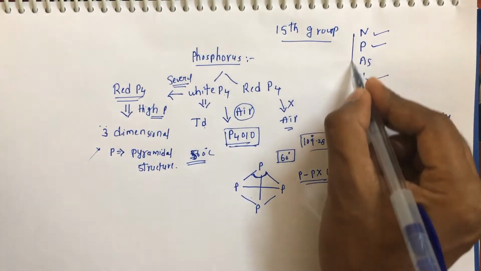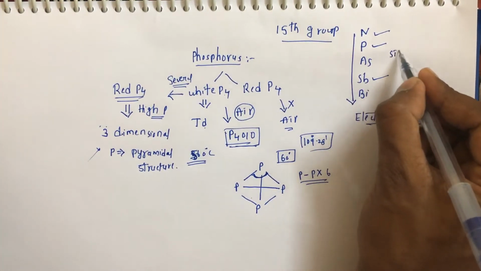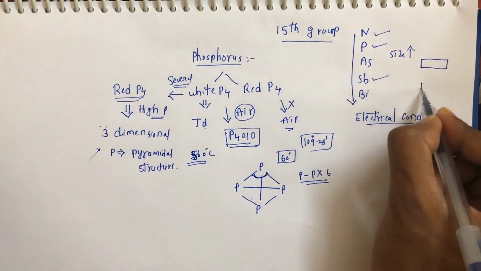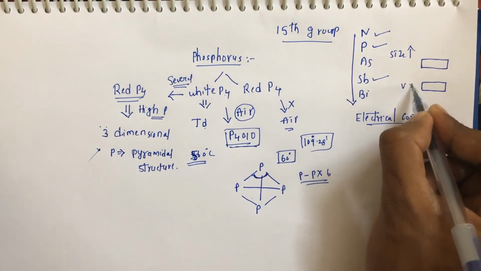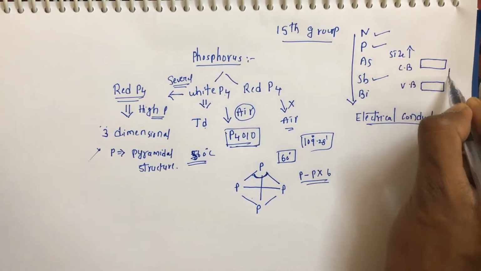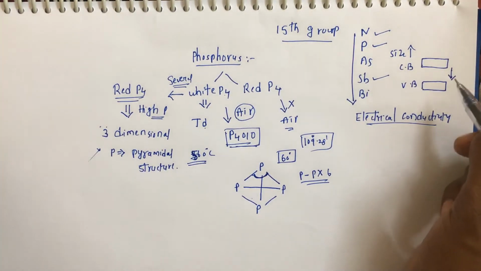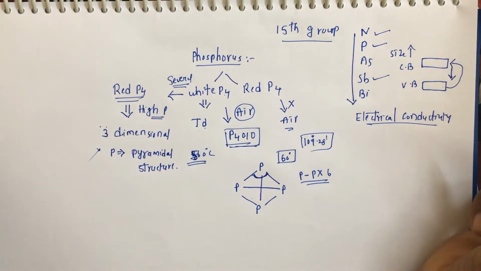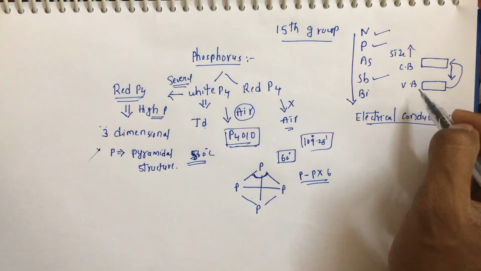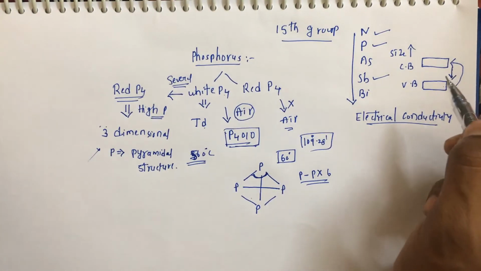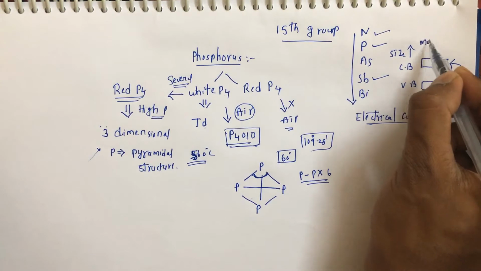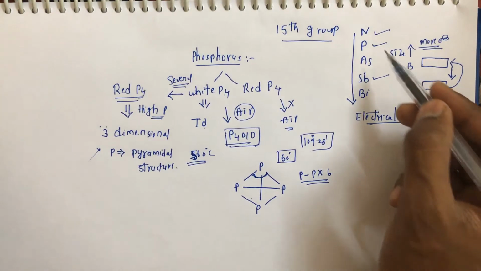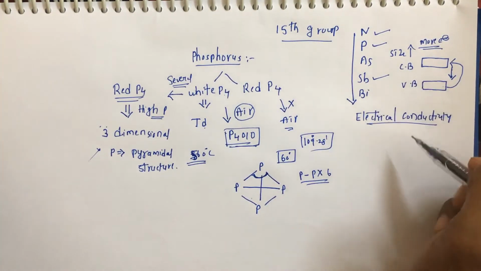As we go down the group, the size is increasing. When the size increases, the distance between the valence band and conduction band decreases. When the distance decreases, the electron can flow easily from the valence band to the conduction band, and because of that it conducts more electricity. So as we go down the group, the electrical conductivity increases.